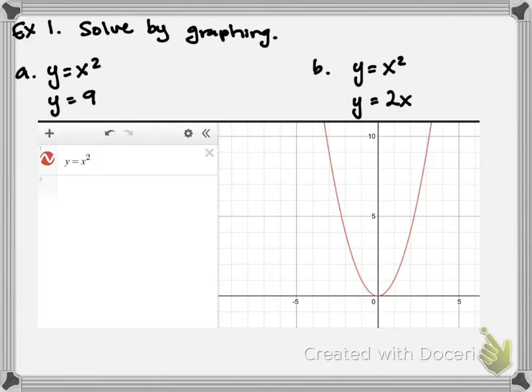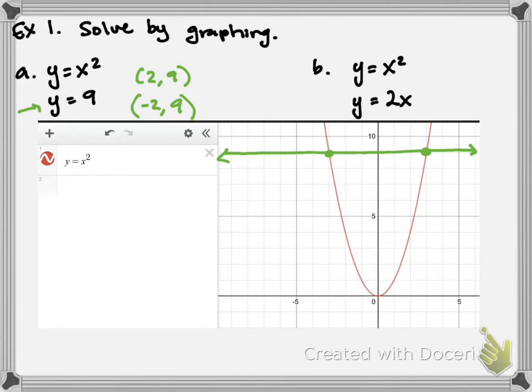All right, example 1, solve by graphing. So A, we're going to look at y equals x squared and y equals 9. So the red parabola is y equals x squared. So I'm going to graph y equals 9 in green. So here is y equals 9. And how many solutions do I have? I have 2, right? One of them is at 2, 9. And the other is at negative 2, 9.